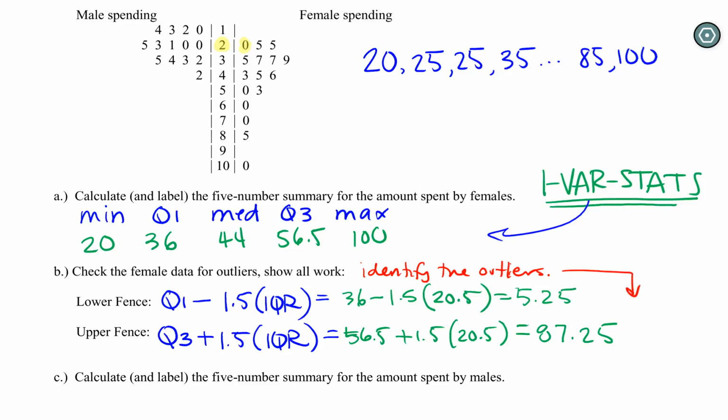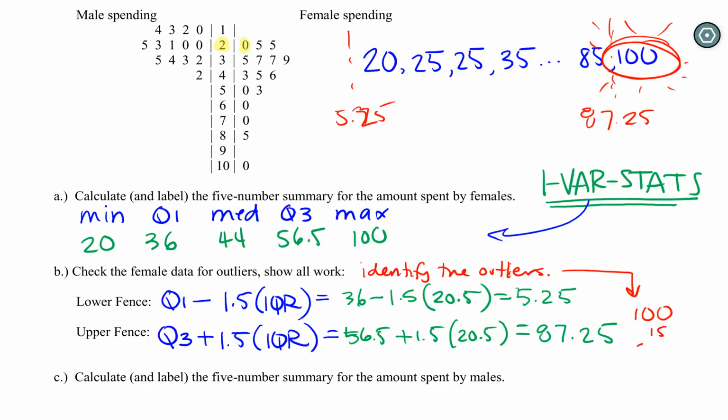So at this point, you just sit there and go, okay, look at my data set. Everything should be between 5.25 and 87.25. Anything that's not is an outlier, right? It's one of those bad ones. So we figured out here 100 is an outlier.